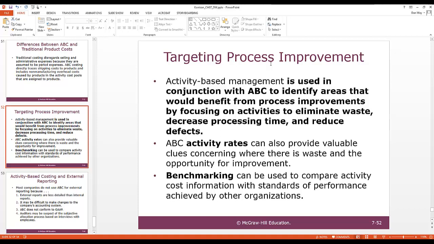Right? And then benchmarking is another tool we can use as part of this process improvement effort. We can look at either other departments within our same company that are doing things better, maybe, and figure out, well, why are we short of what they're achieving? Or we may be looking at external organizations to say, well, how are they doing things better than us?